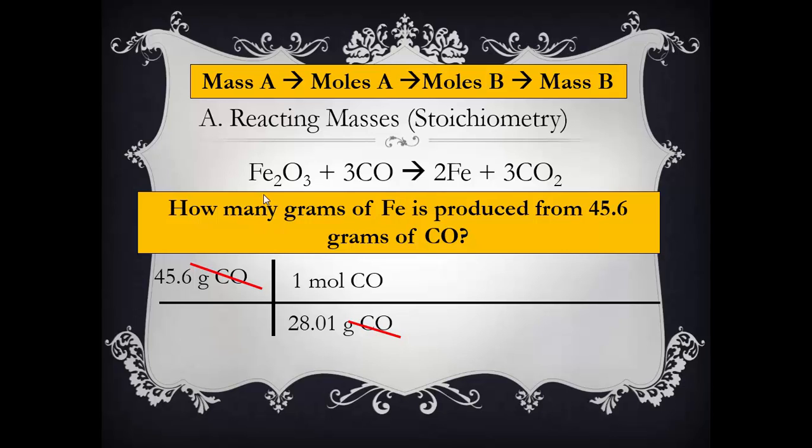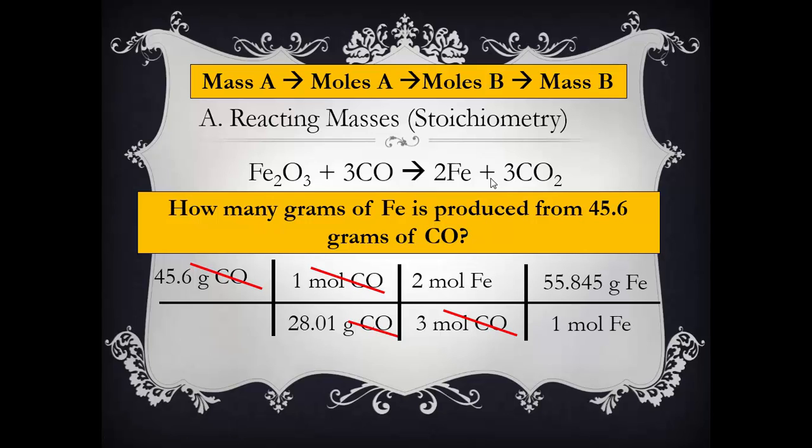So then you can use the stoichiometry of the balanced equation. There's 3 moles of carbon monoxide to 2 moles of iron. Again, the coefficients from your balanced equation, 3 and 2. Moles cancel, and then you need the molar mass of iron to find the grams of iron. Moles cancel. Do your math, multiply the top, divide by what's on the bottom, and you get 60.6 grams of iron.